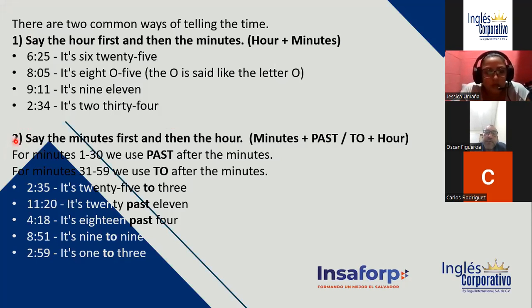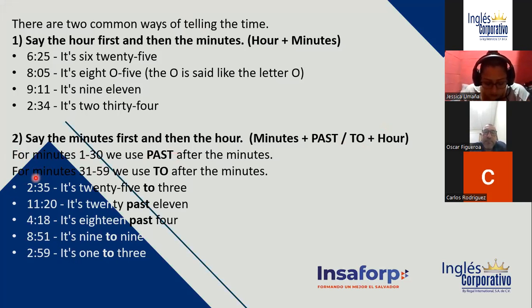Because in this one, we say the minutes first, decimos los minutos antes y luego la hora. Utilizamos la palabra past cuando hablamos del minuto 1 al minuto 30. Utilizamos la palabra to cuando hablamos del minuto 31 al minuto 59. ¿Cómo es eso? For example, for minutes, we have examples here.